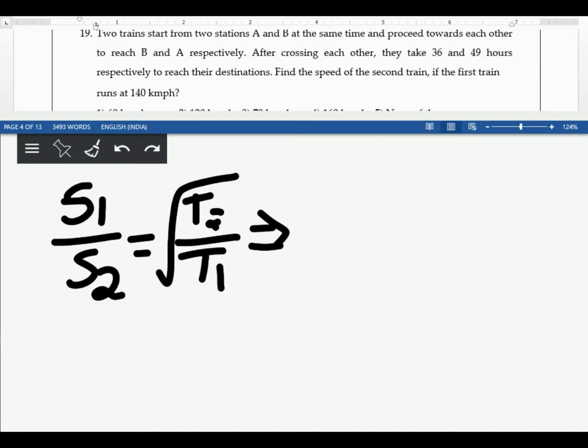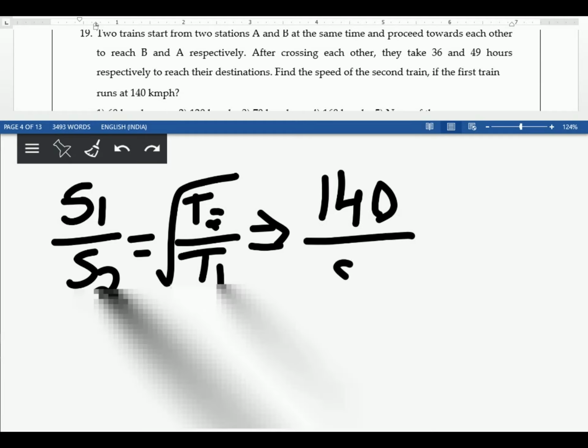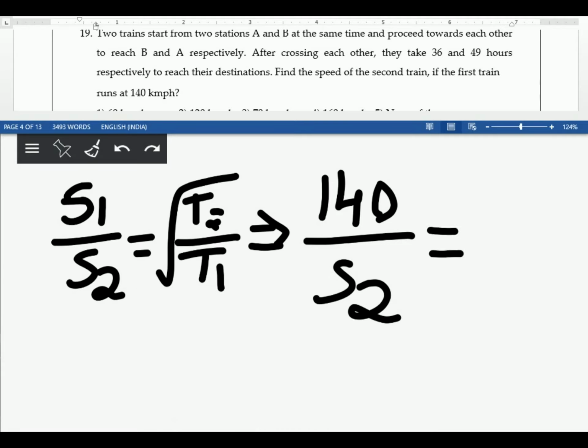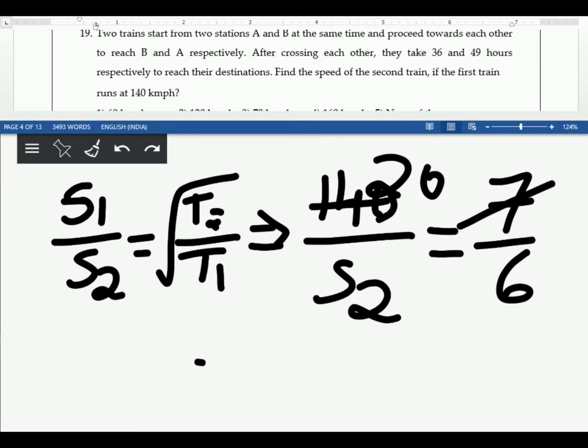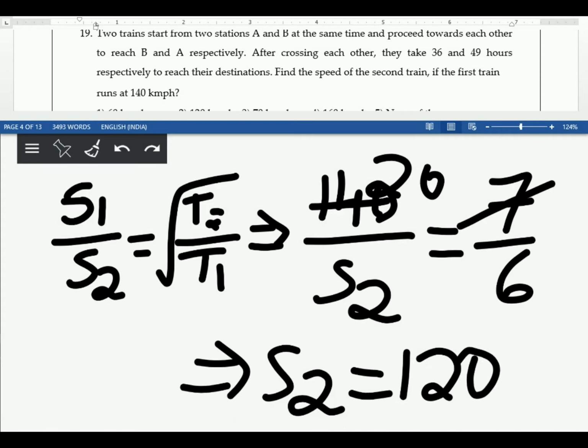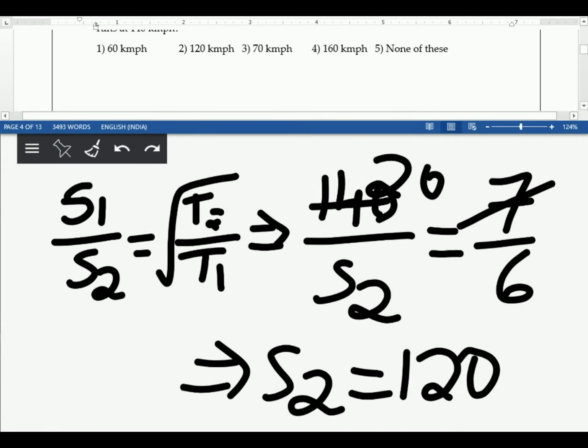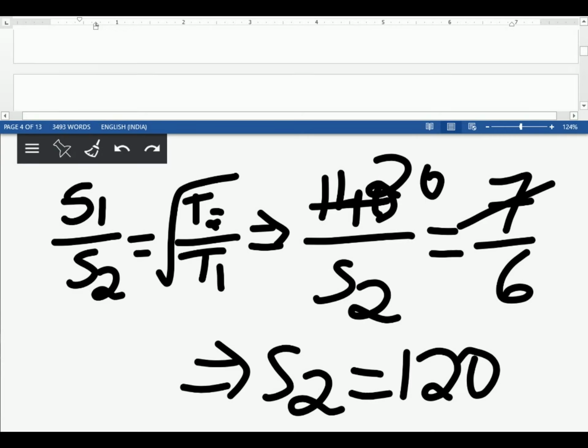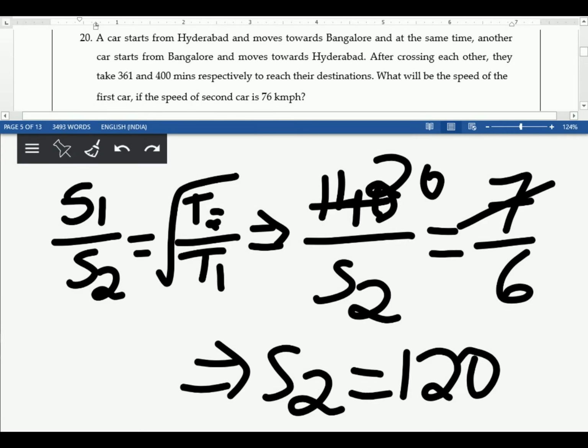Here we need to calculate the speed of the second train, and the given speed of the first train is 140 by S2, and the time of the second one is 49. 49 is the square of 7 and 36 is the square of 6. 7 twenties are 140. That implies S2 is equal to 120 kilometers per hour. Option number 2. Coming to our last question, 20th question.